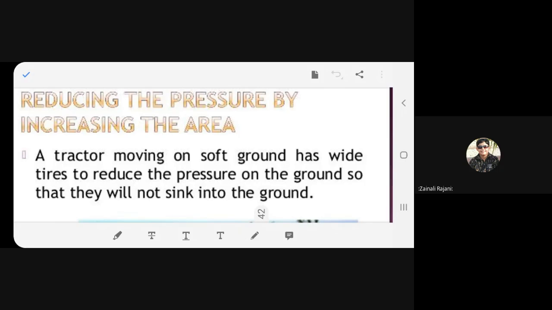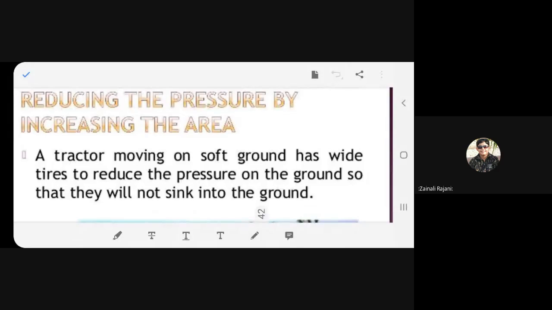Reducing the pressure by increasing the area. A tractor moving on soft ground has wide tires to reduce the pressure on the ground so that they will not sink into the ground.